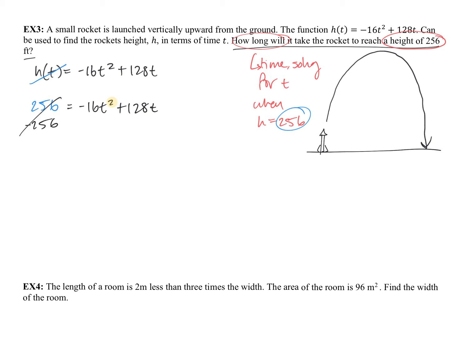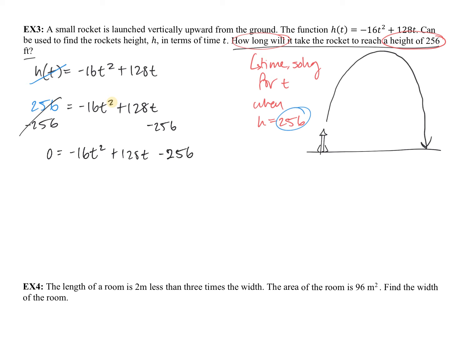And then subtract the other side by 256. Okay, so now we have 0 equals negative 16t squared plus 128t minus 256. Okay, so first off, what do I think about when I'm looking at this?